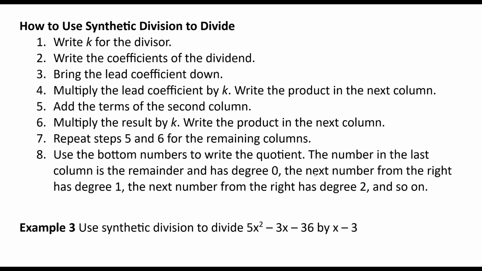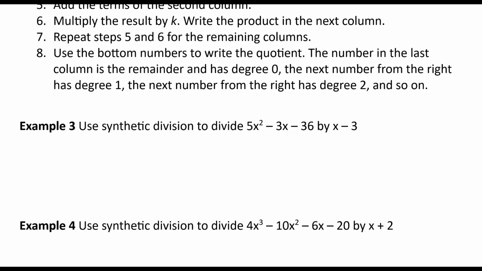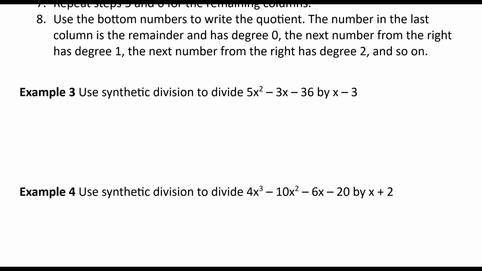The next number from the right has degree 1, and the next number and so on has degree 2 and so on. So here we go. So 3 goes in the little box here. Then we look at our coefficients. If something goes missing, like we have x squared, x and a constant, so everything's there. But if we're missing something, we put a 0 for that. So 5 for the x squared, -3 for the x, and -36 for the constant.